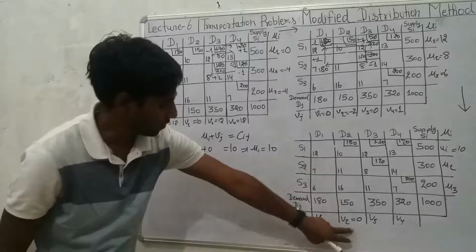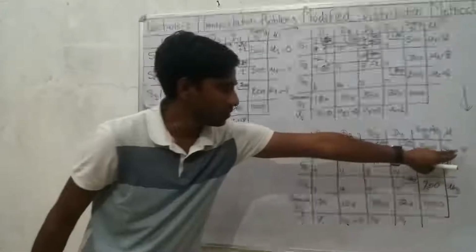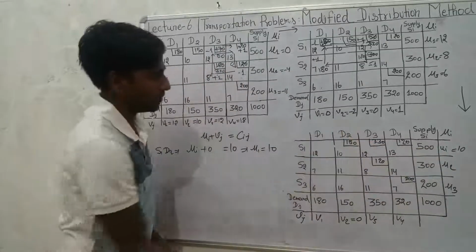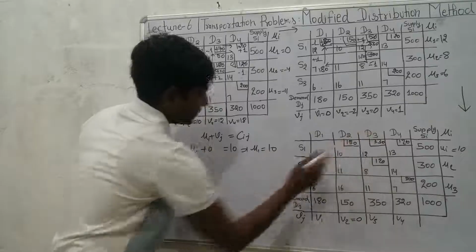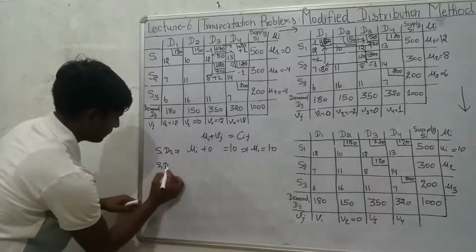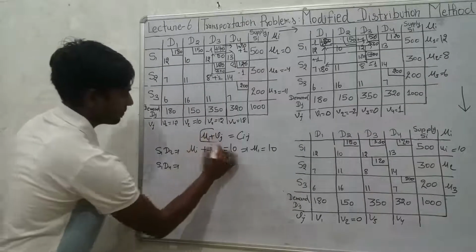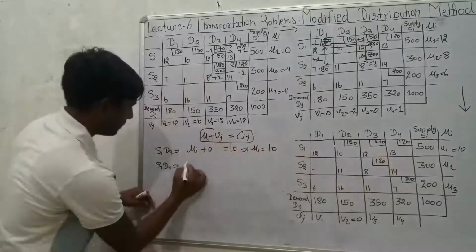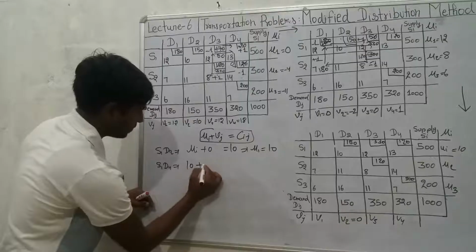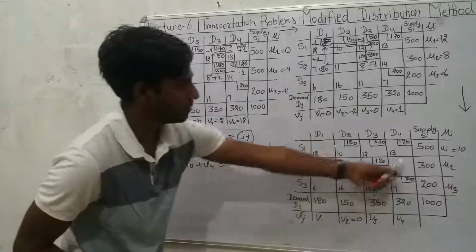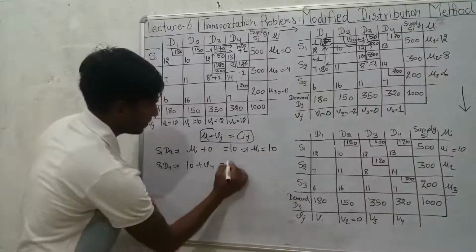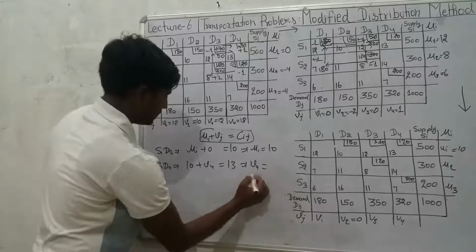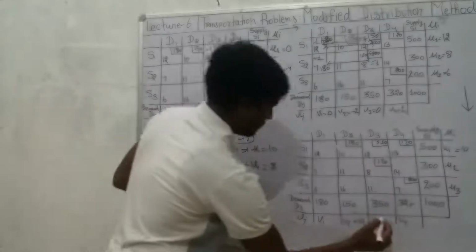Now there are no more occupied cells in this column. Now go to this row. We have 3 occupied cells in this particular row. So for S1D4, apply this formula. S1D4, what's the value of U? It is 10. What's the value of V4? We don't know. It is equal to Cij, that is 13. So V4 is equal to 13 minus 10, 3.